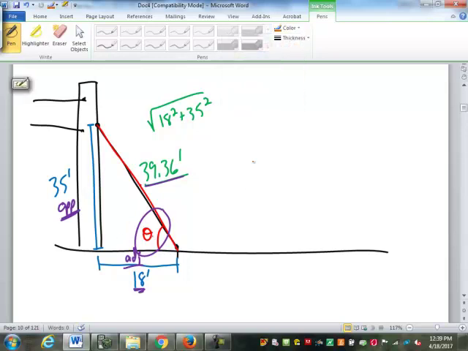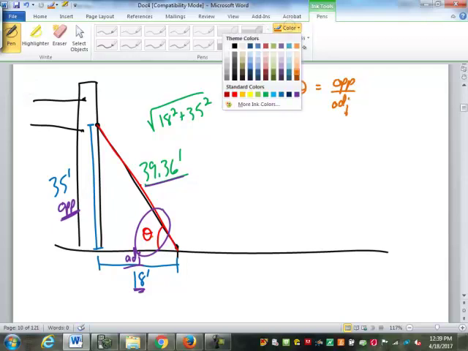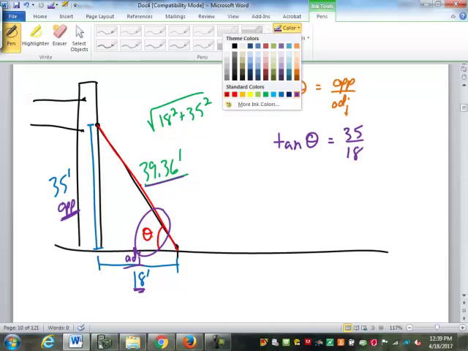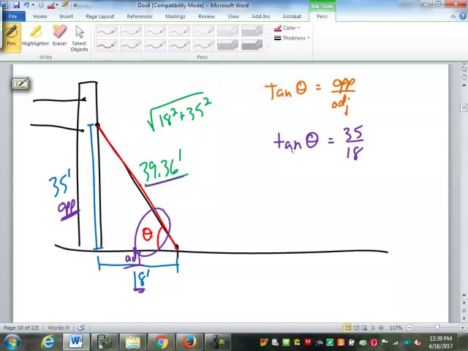So we have opposite and adjacent, which is the tangent function. The tangent of an angle equals opposite over adjacent. So I'm going to fill in what I know. I do not know the angle. The opposite side is 35. The adjacent side is 18. If I were missing a side, I would put this over 1 and I'd cross multiply and divide.